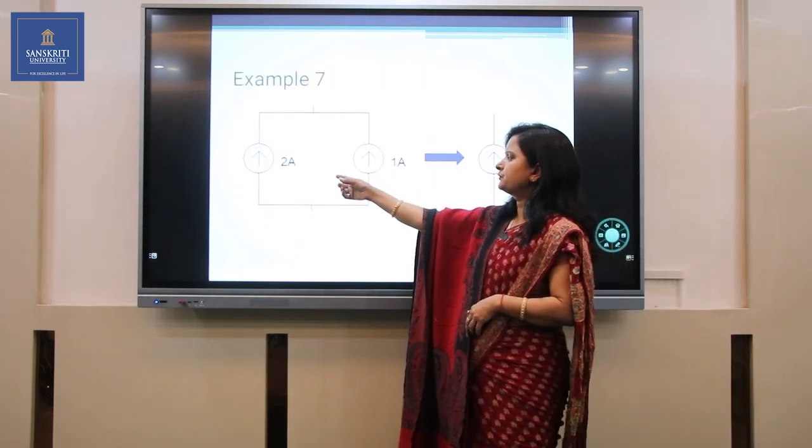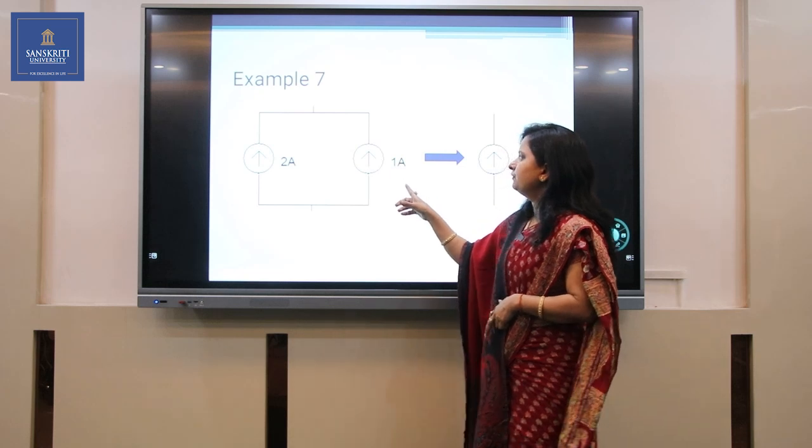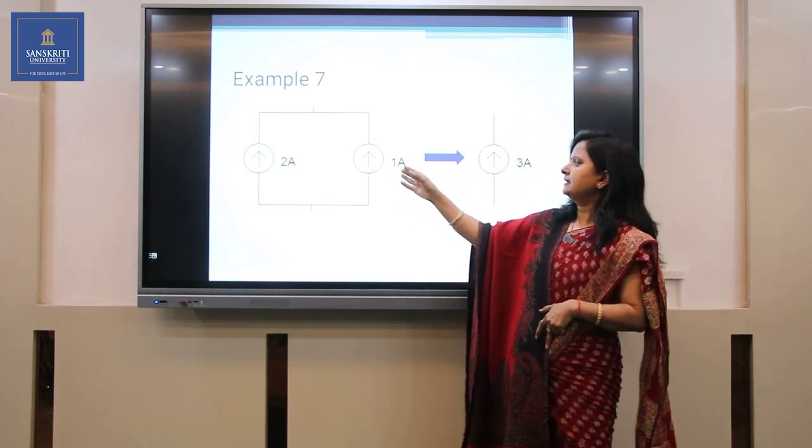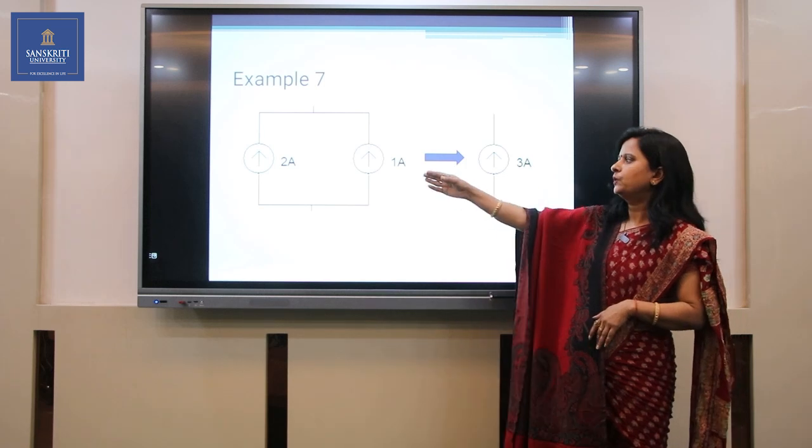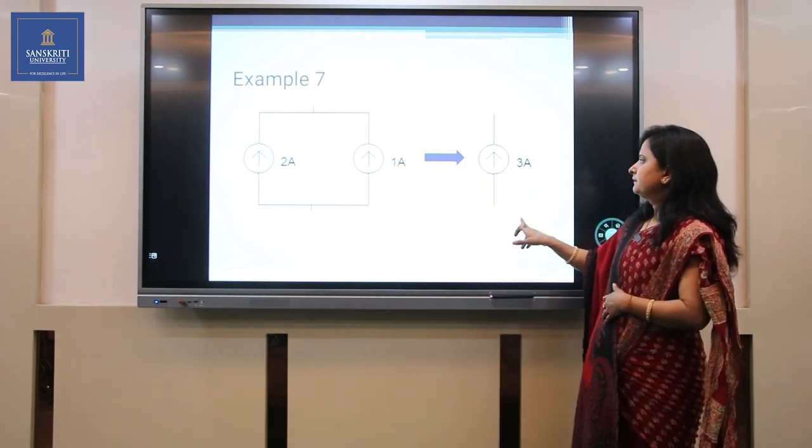This is a current source of 2 ampere and a current source of 1 ampere. We can represent these both as a single current source of 3 ampere because these both are having the same direction, right?